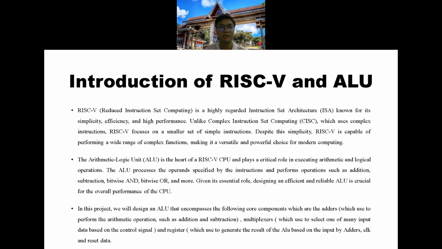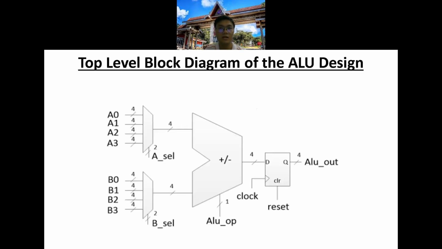Now I would like to briefly introduce RISC-V. RISC-V is a reduced instruction set computing architecture, highly regarded in instruction set architecture, ISA, for simplicity, efficiency, and high performance. Inside the RISC-V, we have the arithmetic logic unit, ALU, and in this project we are going to design an ALU using the adder, multiplexer, and register. So this is the top level block diagram of the ALU design.